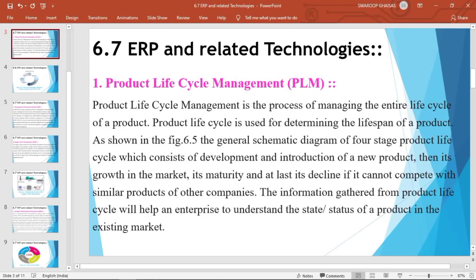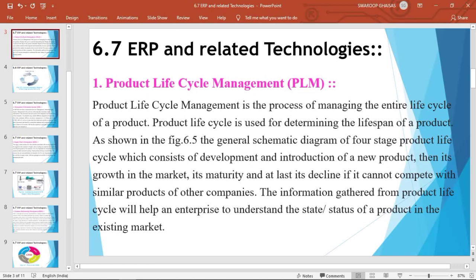So the first one is product lifecycle management. Product lifecycle management is the process of managing the entire life cycle of the product. See, any product which gets introduced in the market has some product life cycle. That is, it goes through some phases during its life cycle. So the product life cycle is used for determining the lifespan of a product, that is, for how much period that product will be available in the market, so that the lifespan of a product can be determined with this life cycle.